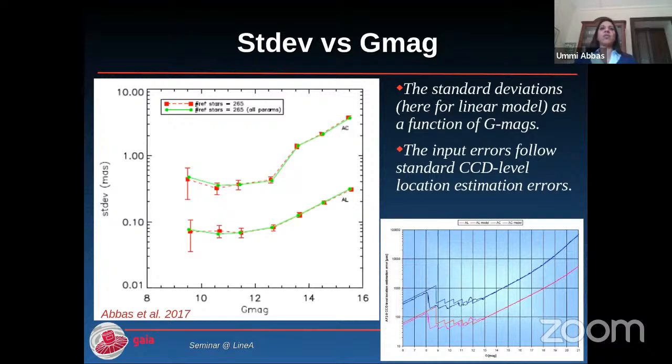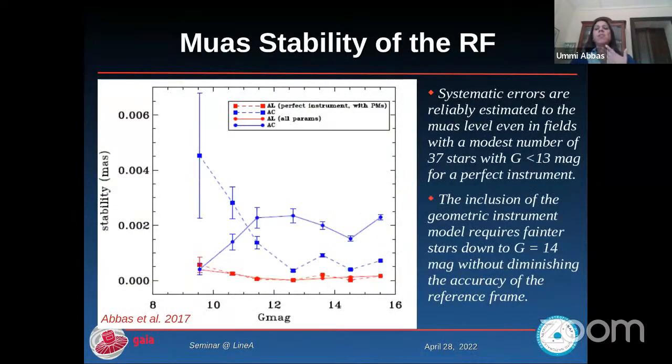So the lower curve is for along scan, and the upper curve is just for across scan precision. So the standard deviation in these two scanning directions. And we just saw that in the case of using a perfect instrument model or a less perfect instrument model, in this case with all parameters, so we used also many instrument parameters, we see that the estimate is more or less the same. We probably need more stars.